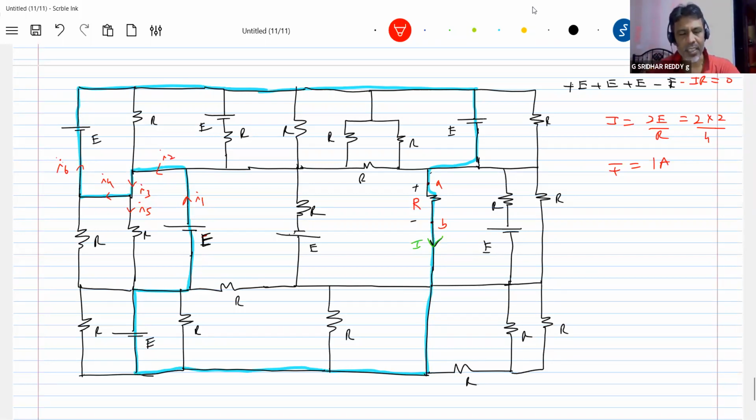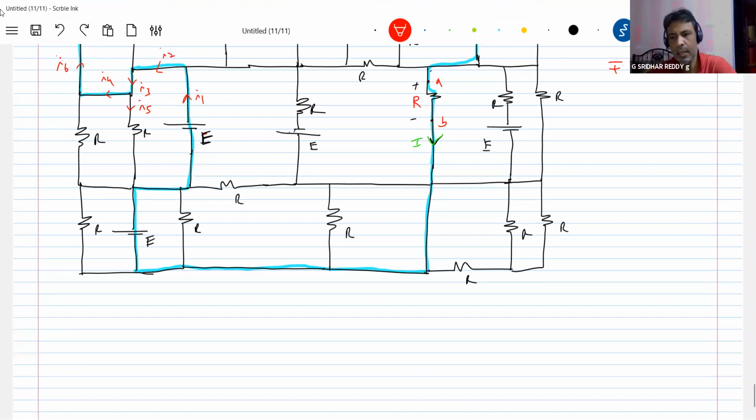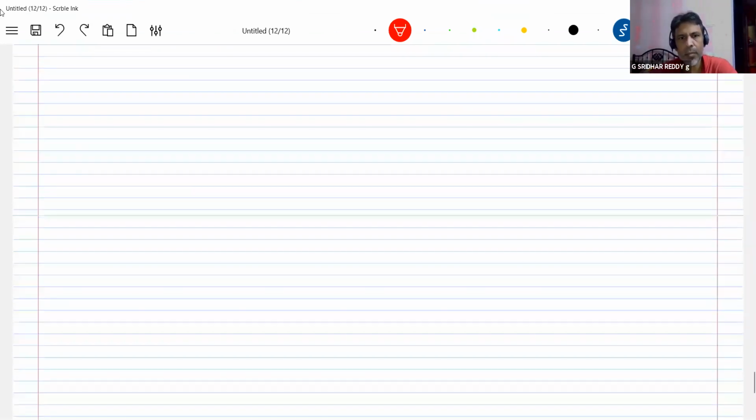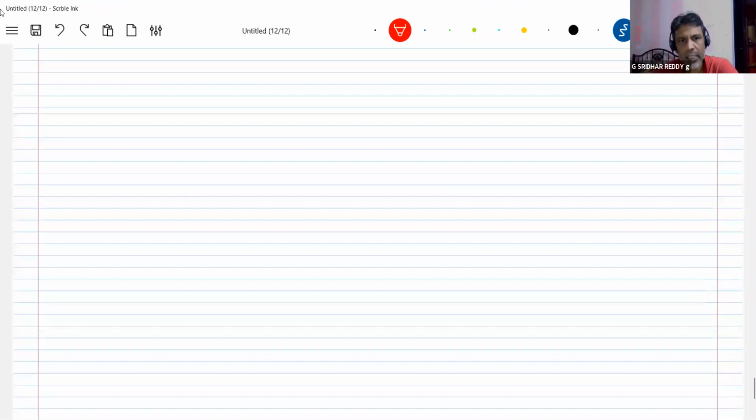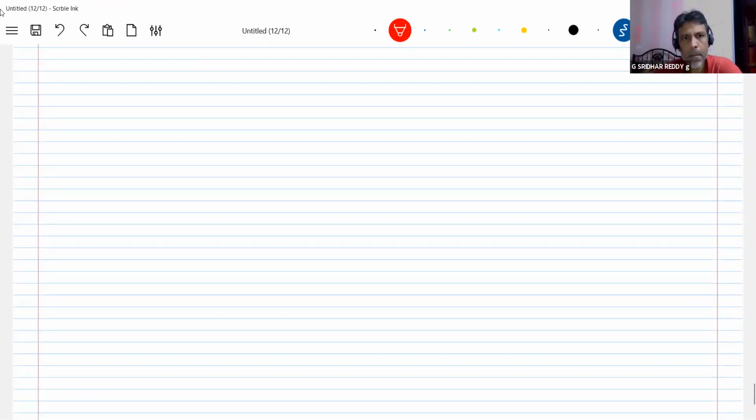If there were any resistor here, then it would be a problem. If I bring one resistor here, can you solve this problem? No, this I1 and I will become unknown. No way I can do this problem. Got the idea? If I bring one resistor here, it'll be really troublesome. Okay, this is about that. I think we'll go for finding out the equivalent resistances.